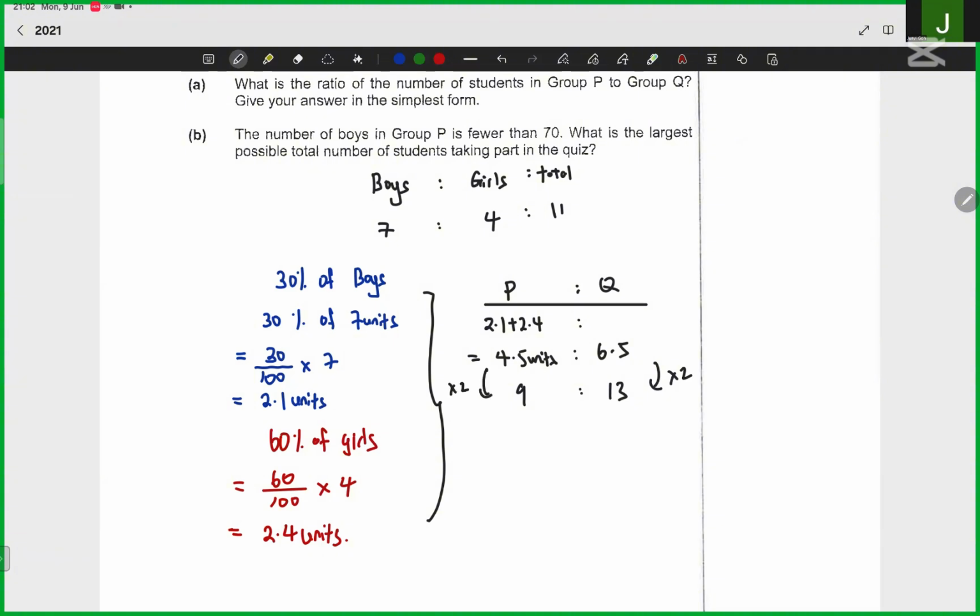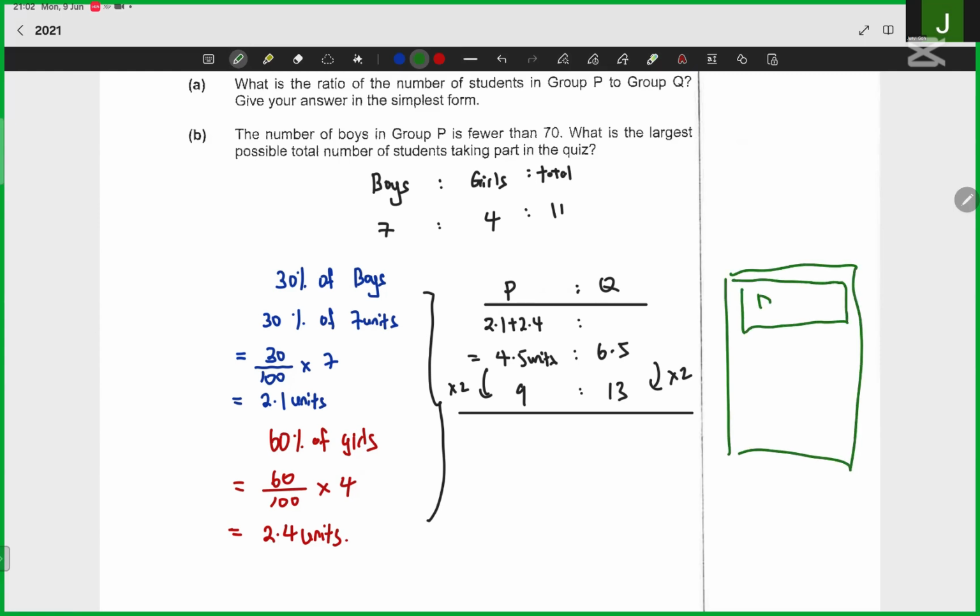So one quick trick, right, of getting the simplest form in your calculator. If you are given a calculator, you can just key into your calculator the fraction symbol, okay, then you key 4.5 over 6.5, right? If you key this into your calculator, it will straight away show you the fraction as well. Okay. B. The number of boys in P is fewer than 70. What is the largest possible total number of students taking part in the quiz?